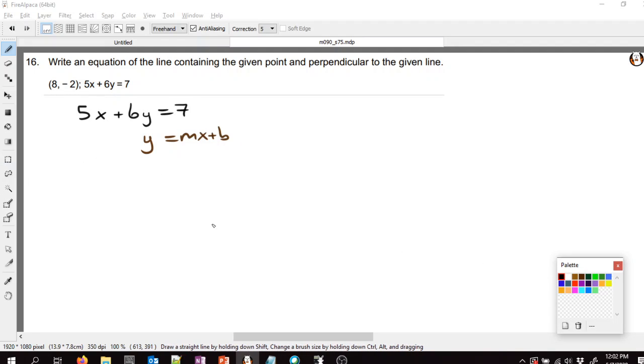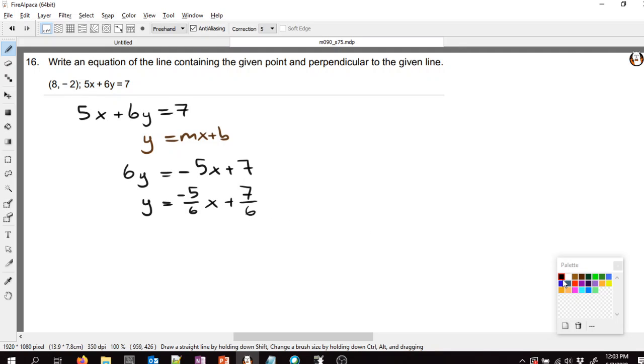So I'm going to start by subtracting 5x from both sides, minus 5x plus 7. And now let's divide by 6. -5 over 6x plus 7 over 6. This is what we care about right here, this -5/6. That's our slope.